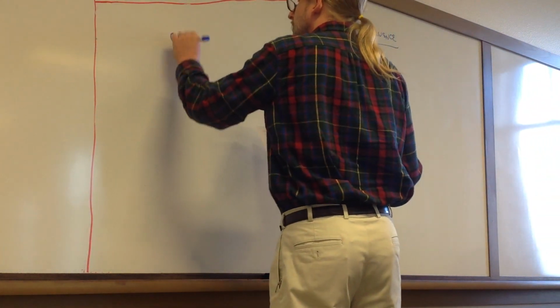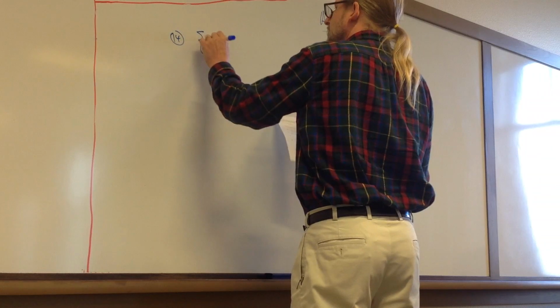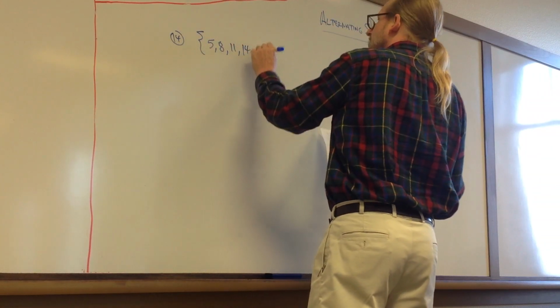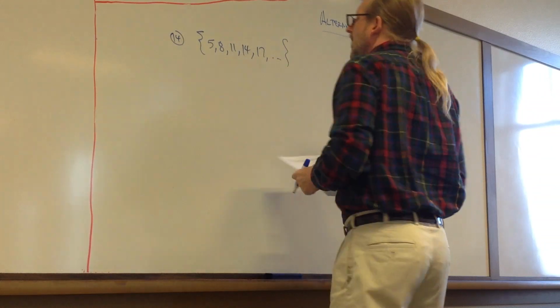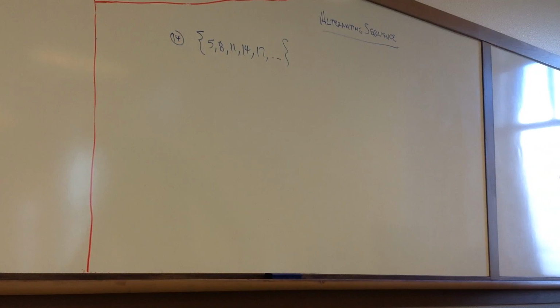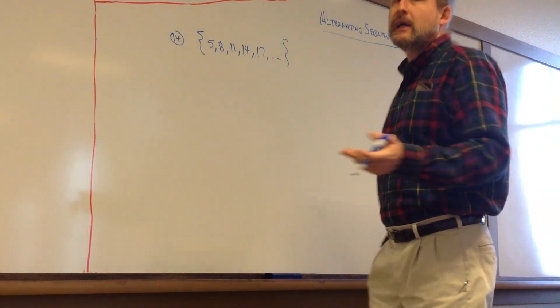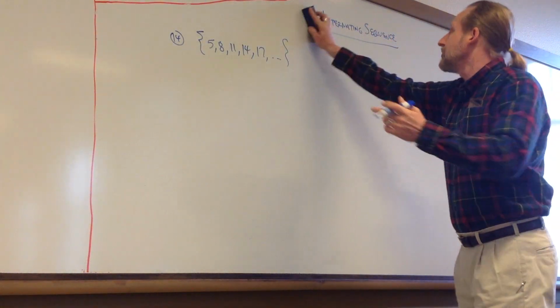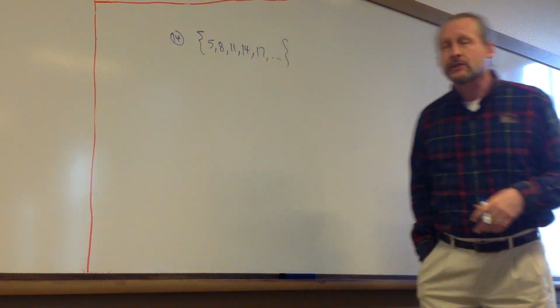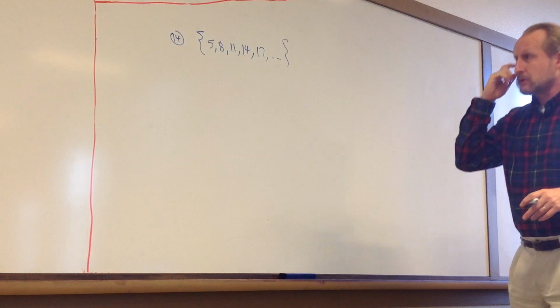So problem 14, we've got this sequence 5, 8, 11, 14, 17, and so on. And you can see there's a constant difference. In that previous problem, problem 12, there was a constant multiplier, and that was what's called a geometric sequence. And here there's a constant difference, and this is what's called an arithmetic sequence.